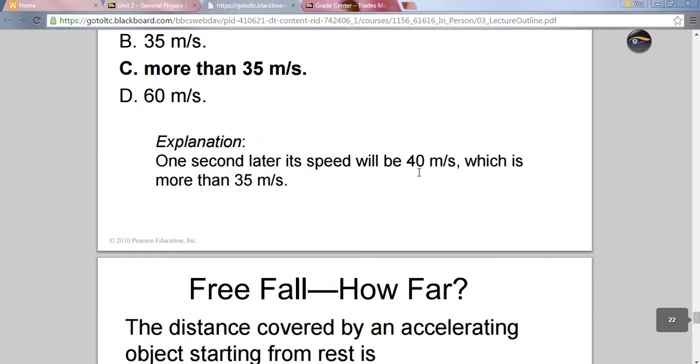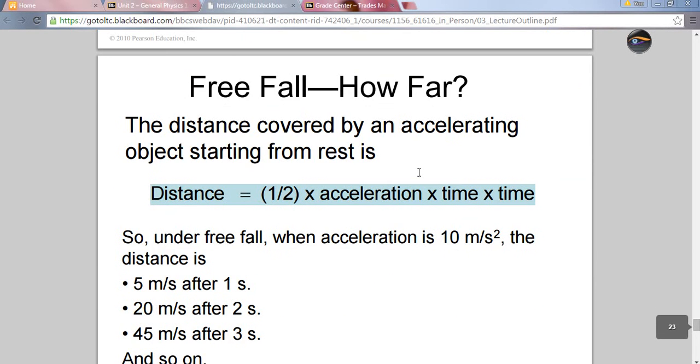Now, when we're in a free fall situation, not only do we want to know how fast something's going, but we want to know how far it goes. And the equation for how far is going to be a distance. Distance is equal to 1/2 the acceleration that something is experiencing times the time squared.